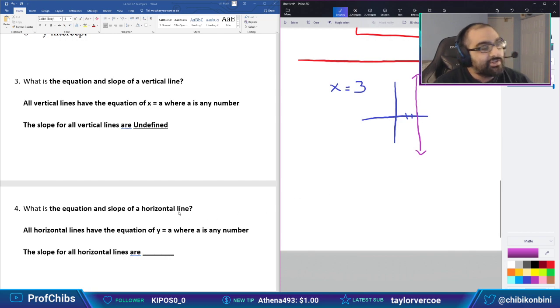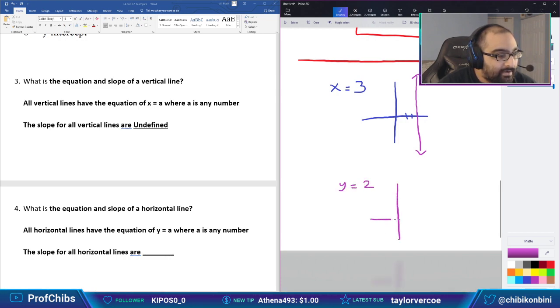What is the equation and slope of a horizontal line? All horizontal lines are of the form y equals a. So let's say y equals 2 or 3 or whatever, it doesn't matter. Let's say y equals 2. We have a perfectly horizontal line, where a is any number.